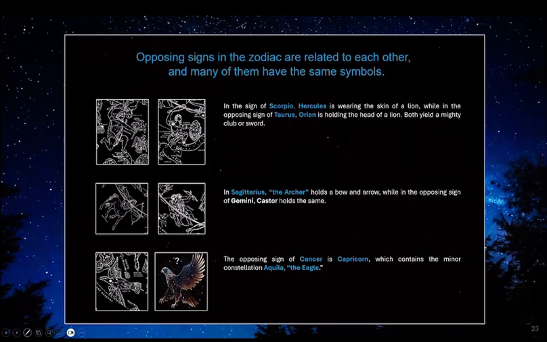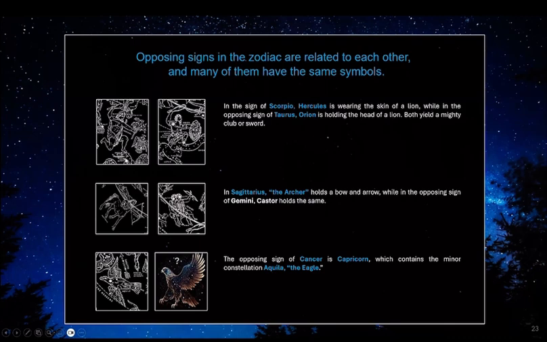Okay, opposing signs in the zodiac are related to each other, and many of them have the same symbol. So this is another thing I bring out why I feel like Cancer may be represented by an eagle, because you have these corresponding similarities between signs that oppose each other, that are on the opposite side of the zodiac wheel. So in the sign of Scorpio, you have Hercules wearing the skin of a lion, while in the opposing sign of Taurus, Orion is holding the head of a lion. And both are wielding a mighty sword. So here's the sword, here's the sword, here's the lion, here's the lion. So that's pretty interesting.